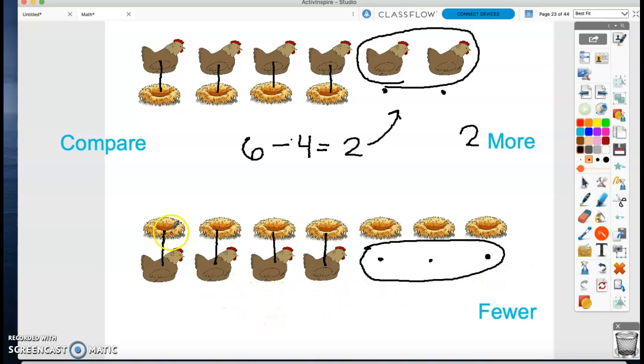So I know that I have 1, 2, 3, 4, 5, 6, 7. I have 7 nests. But I don't have enough chickens, so I'm going to subtract off to see how many more chickens I would need. And I have 4 chickens that I'm going to subtract off. And 7 minus 4 is 1, 2, 3. So I have 3 fewer chickens.